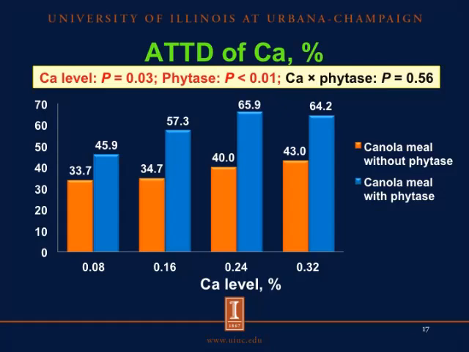For apparent digestibility of calcium expressed as percentage, calcium level was significant, which means that by increasing the level of calcium, the apparent digestibility of calcium increased. And phytase was also significant, so the diets that contain phytase had greater apparent digestibility of calcium than the diets that did not contain phytase.